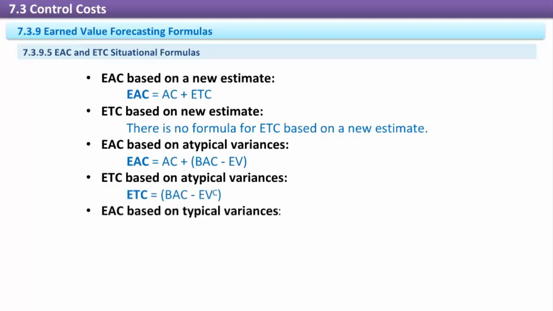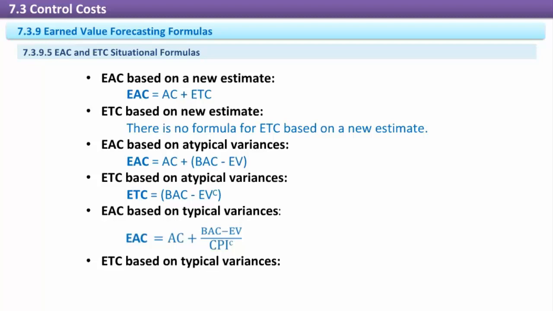EAC based on typical variances. When current variances are expected to continue throughout the project, an alternative EAC formula factoring in cumulative CPI is used. EAC = AC + (BAC - EV) / CPIc. ETC based on typical variances. This formula factors in cumulative CPI. ETC = (BAC - EVc) / CPIc.